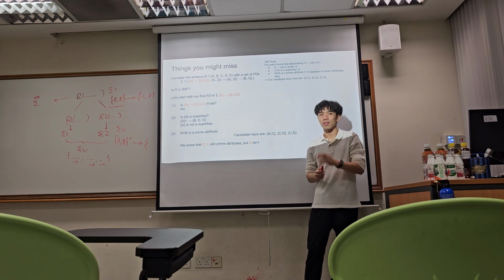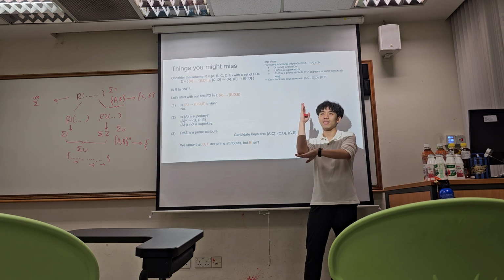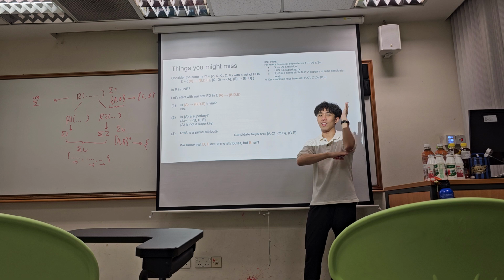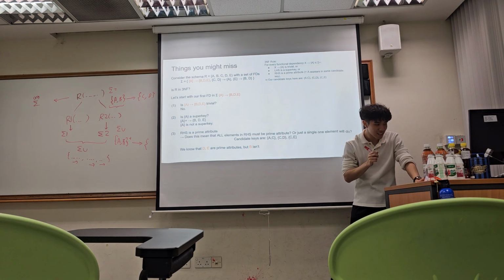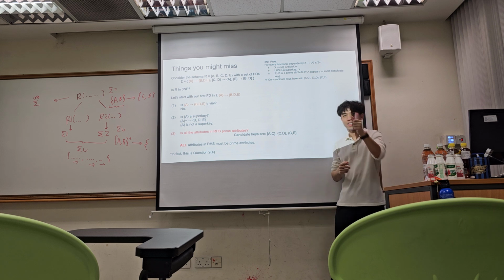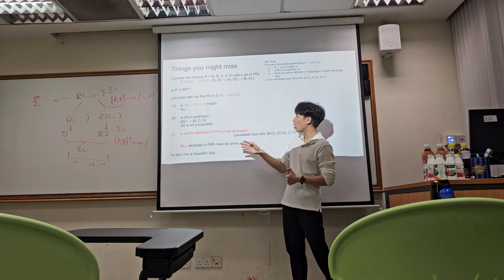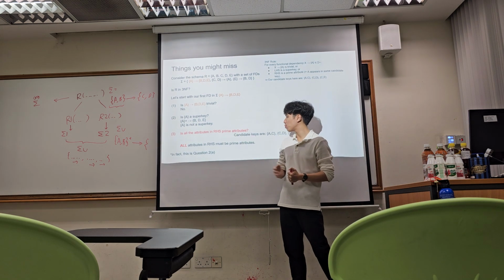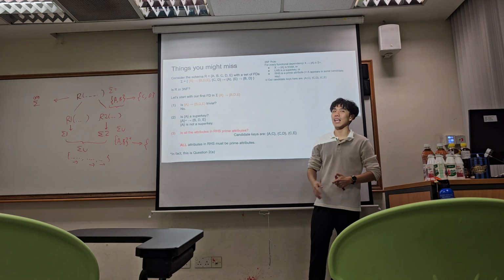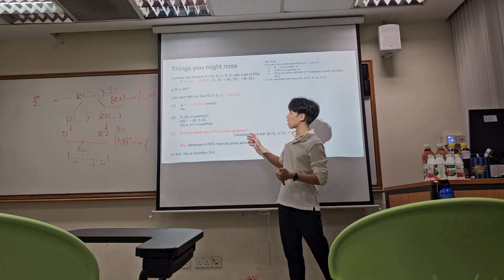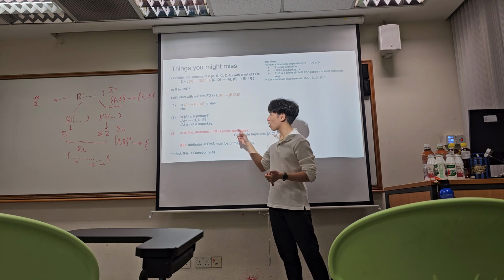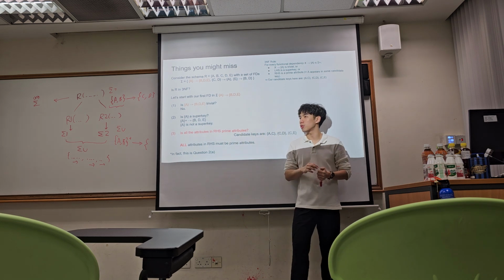Who thinks it is only one? Can you raise your hand? Who thinks it's all? Okay. The answer is yes, you're right. So all the attributes in the right hand side must be prime attributes. In fact, this is actually question 2a. I just use the same question. So the third rule is: are all the attributes in the right hand side prime attributes?